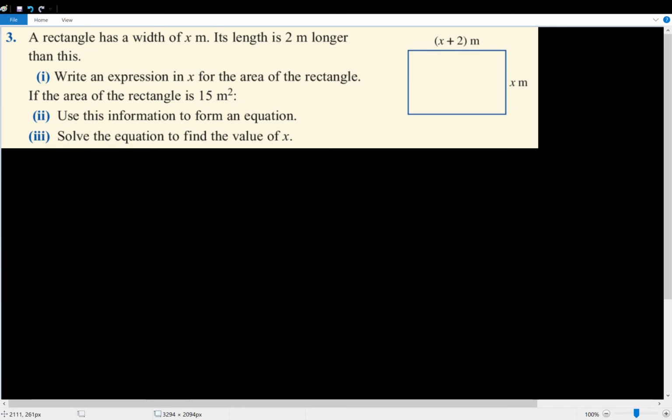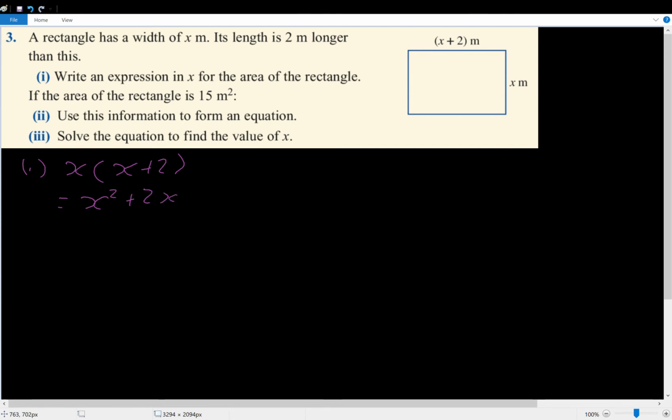For part 1 of this question, we have to write an expression in x for the area of the rectangle. The area of a rectangle is what you get when you multiply the length by the width. So in this case, it's going to be x times (x plus 2), which is equal to x squared plus 2x.